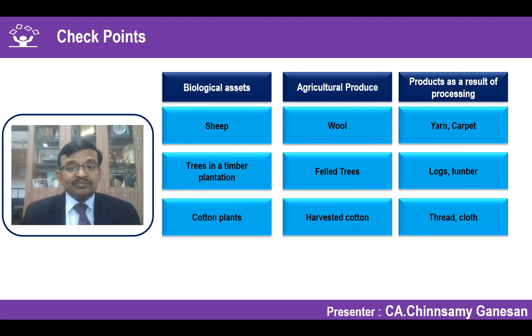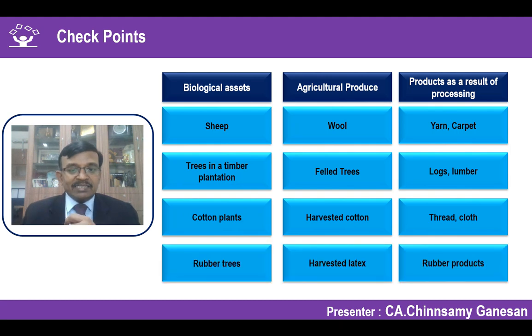Cotton plants. Cotton plants have an economic useful life, so it's a bearer biological asset, whereas harvested cotton is the agricultural produce. Thread and cloth which you are manufacturing out of that are products arising out of it.